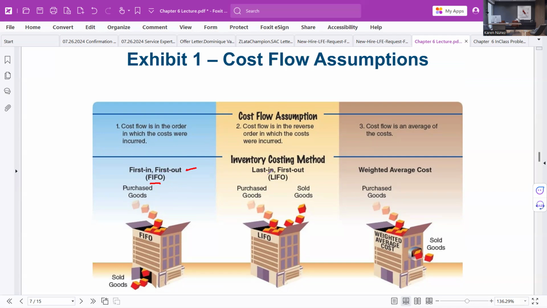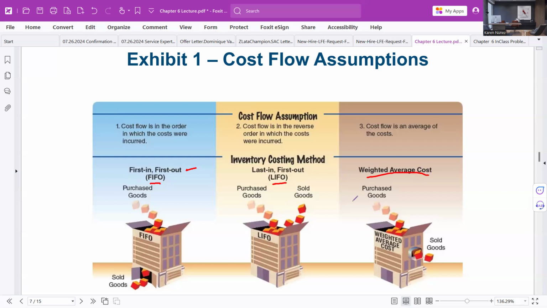The next assumption is last in, first out, or better known as LIFO. That means we're going to assume that the last costs in will be the first ones out to cost of goods sold. And then lastly is the weighted average. We're just going to average all the costs together and use one average cost for everything.